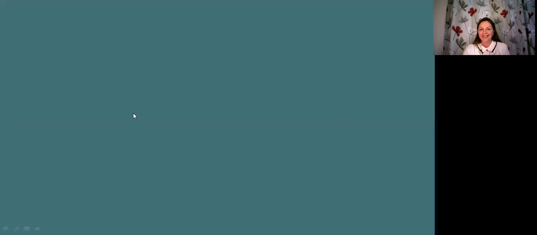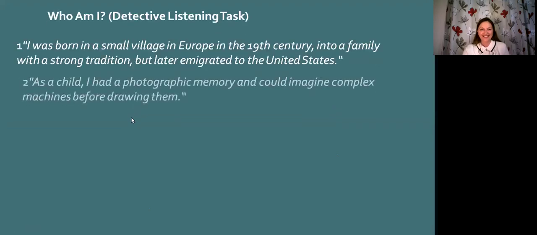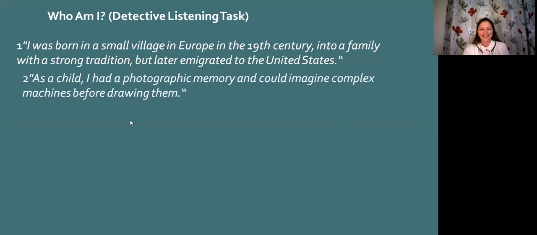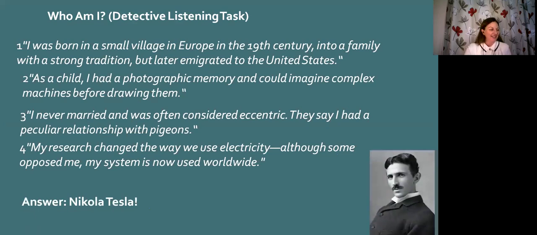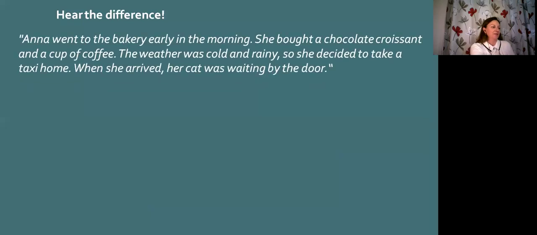And the answer is Nikola Tesla. Okay. That's another activity that I use with my kids. And let's take another one. Can you hear the difference? This is the text that they get, and I read a different one.